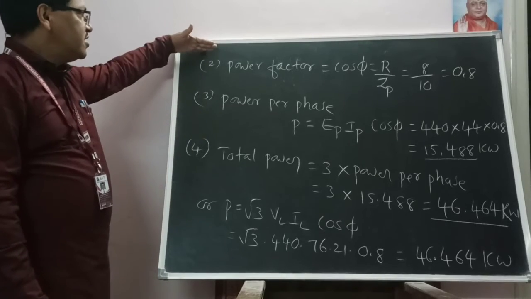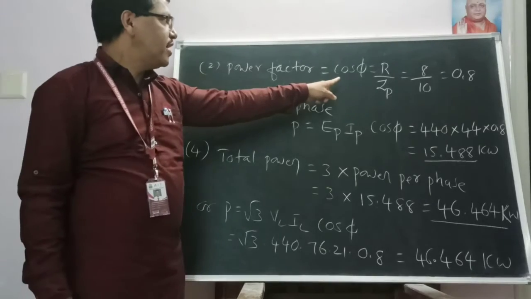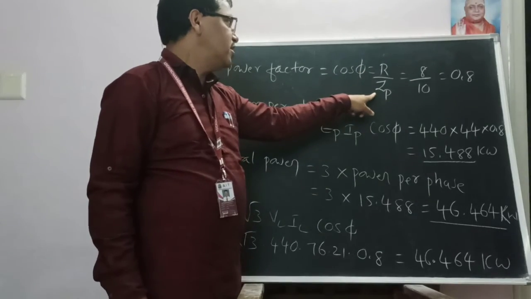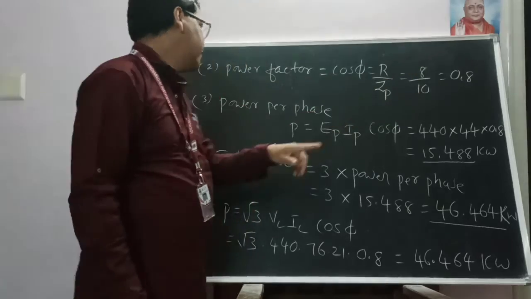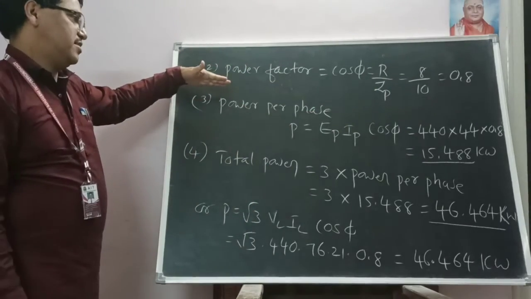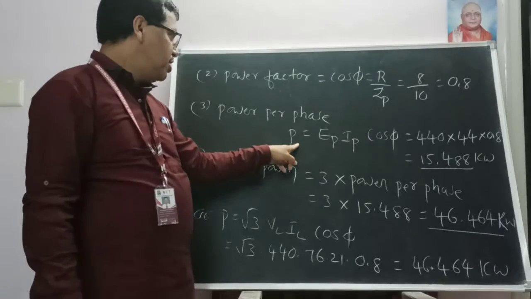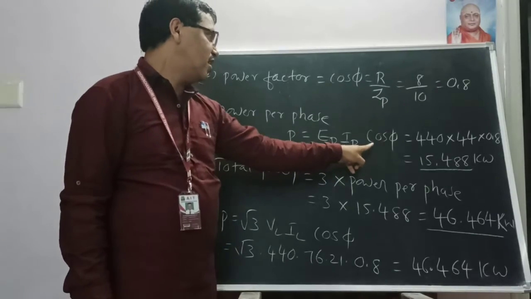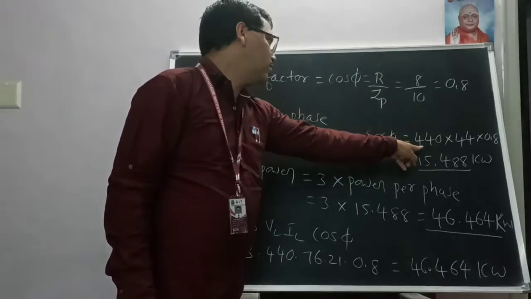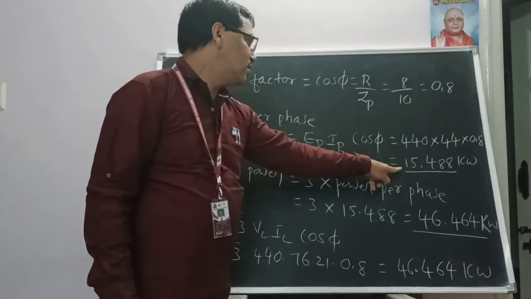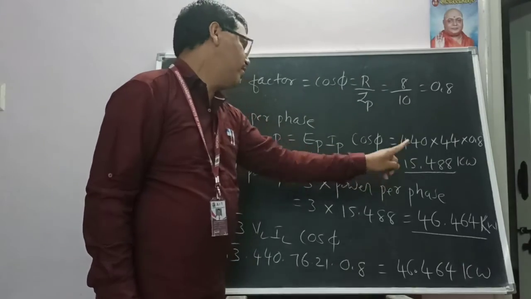The second one is the power factor, that is as usual cos phi is equal to R by Z. R value is 8, Z phase is 10, so 0.8. Come to power per phase. Per phase means one phase. P is equal to E phase, I phase, cos phi. So E phase is 440, I phase is 44, cos phi is 0.8, answer is 15.488 kilowatts.